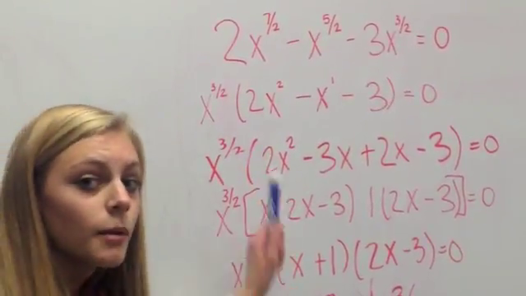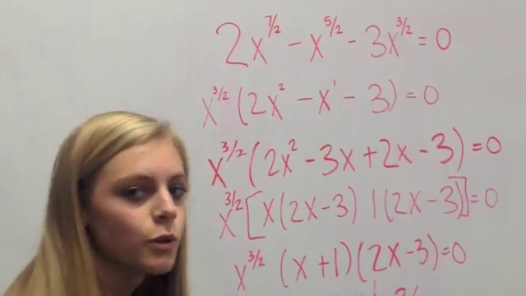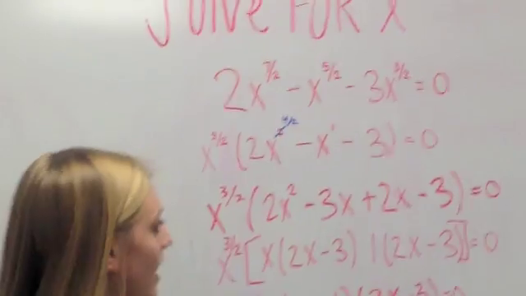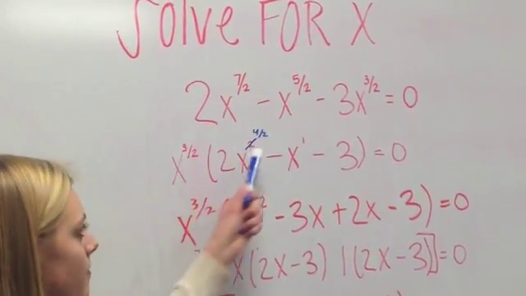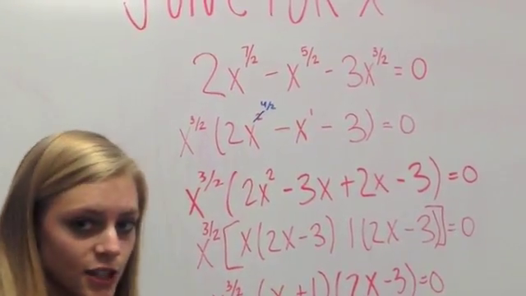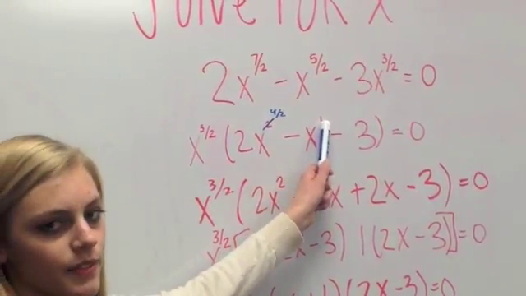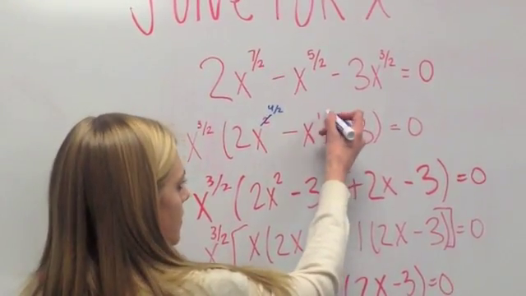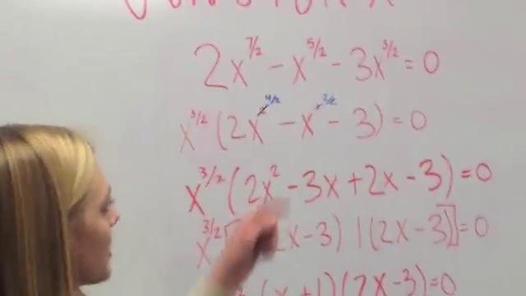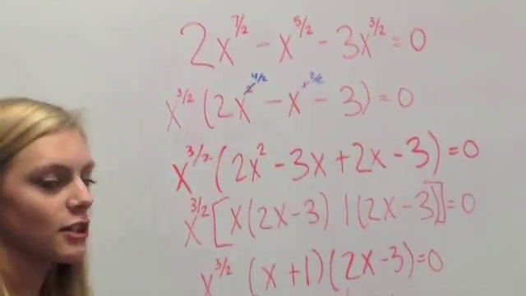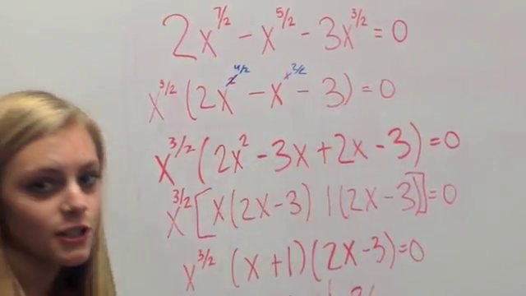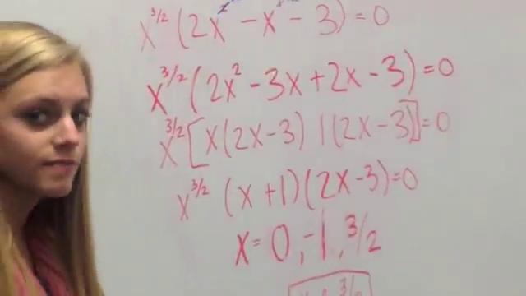Wait, why is it 2? Because it's really 4 over 2. Oh. And 7 minus 3 equals 4. Yeah, that's right. But 4 over 2 simplified is 2. Okay, gotcha. Same thing here. This is really 2 over 2, because 5 minus 3 equals 2. And this, the x to the 3 over 2, is already pulled out. Right. So it's just 3.